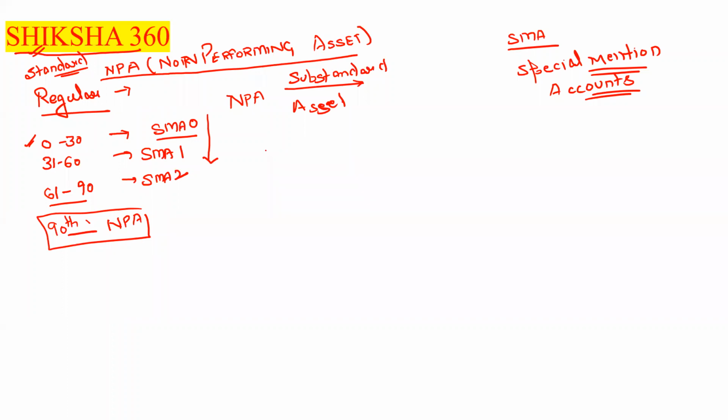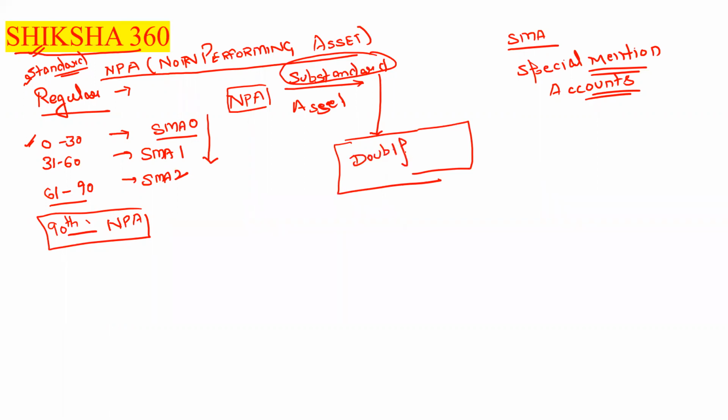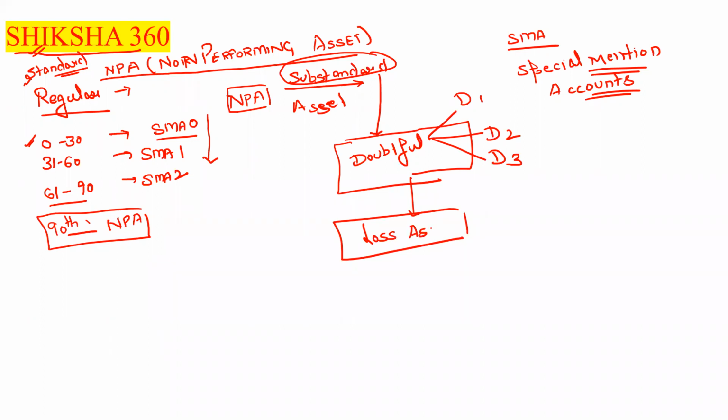Next, when an account becomes NPA, it is first in the substandard category. Even if the person is not paying the amount, the substandard account goes into the doubtful category, doubtful D1, D2, D3. And finally the account goes into the loss asset. This is the journey of the account from regular to becoming a loss asset.